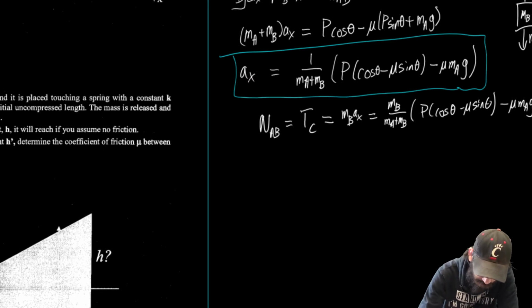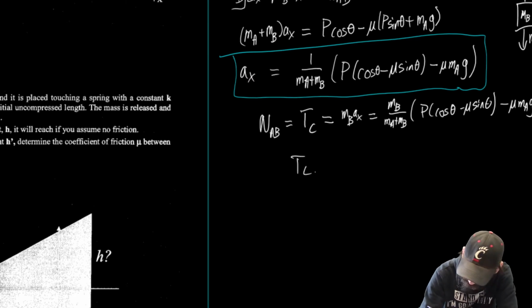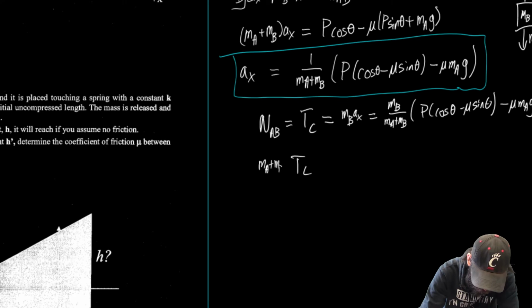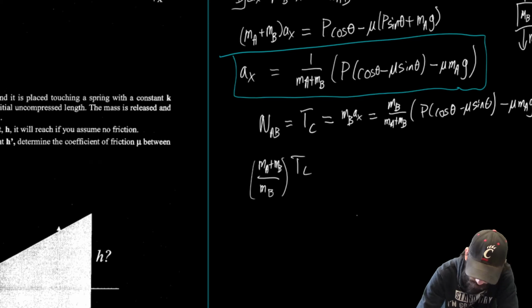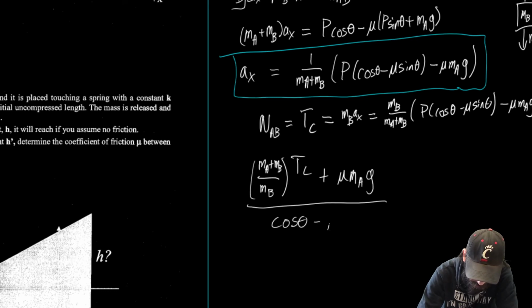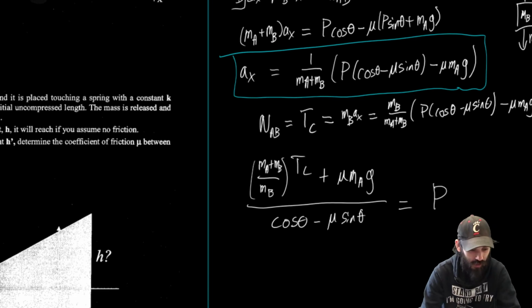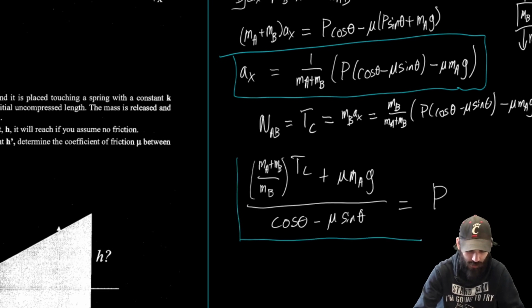So this ends up saying that T_C times (mA plus mB) divided by mB plus mu mA times g, all divided by (cosine of theta minus mu sine of theta), is equal to P. And that's our final answer for this question.